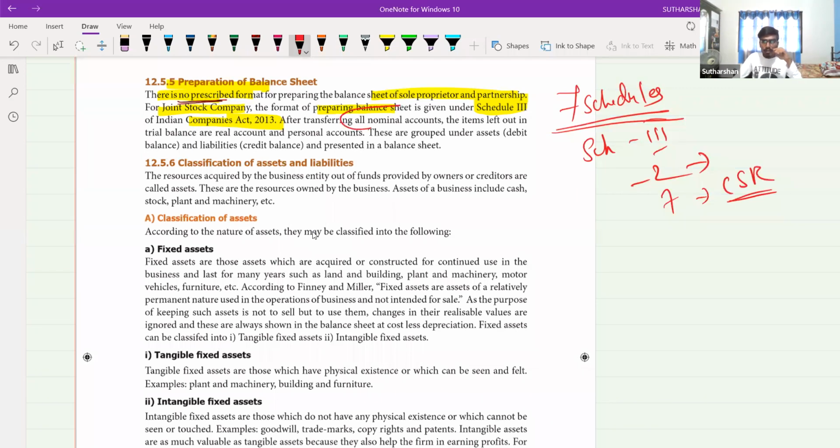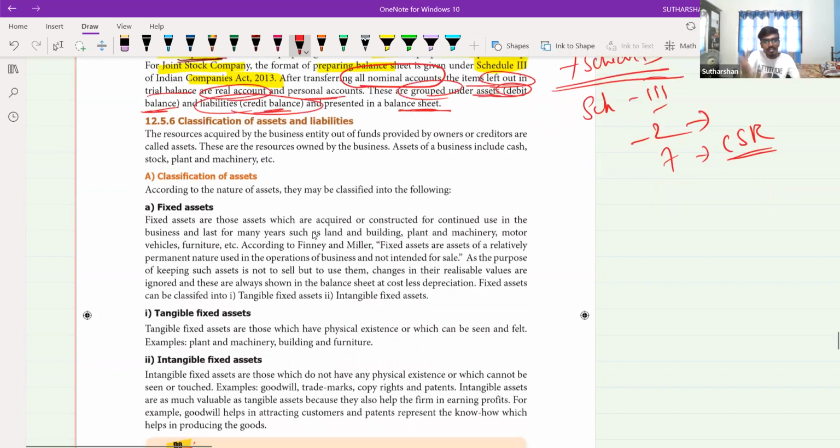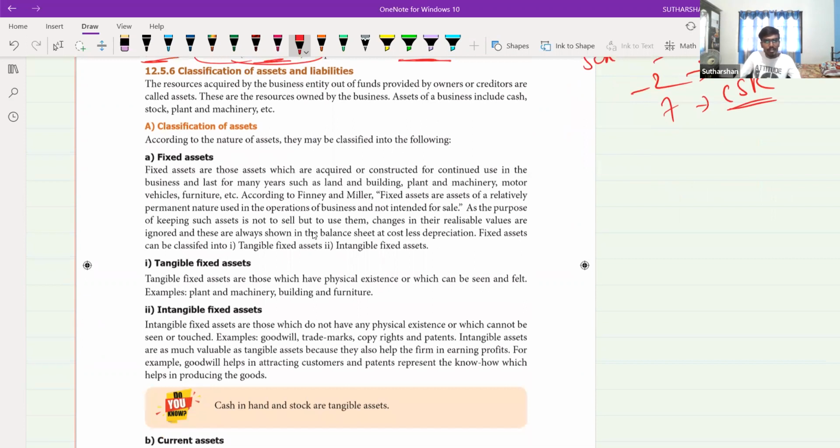Okay, all nominal account items left out are transferred, and all the real accounts and personal accounts will be transferred to the balance sheet. These are grouped under the assets of debit balance and liabilities of credit balance presented in the balance sheet. This I need to give as a one-time reading. So what are the assets? We have fixed asset. This word has been demolished and substituted by the words property, plant and equipment. Those who are 11th students watching these recorded classes, you should use only fixed asset. The professional students watching these recorded classes, you will use property, plant and equipment.